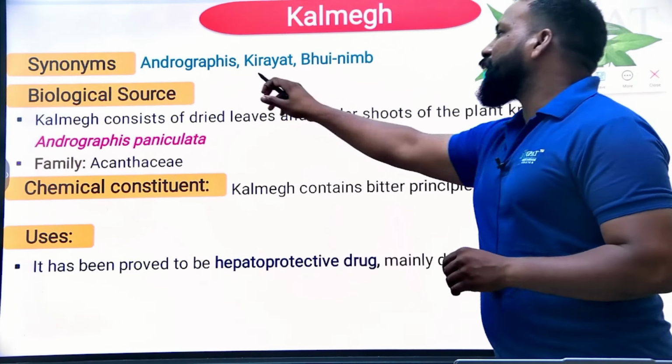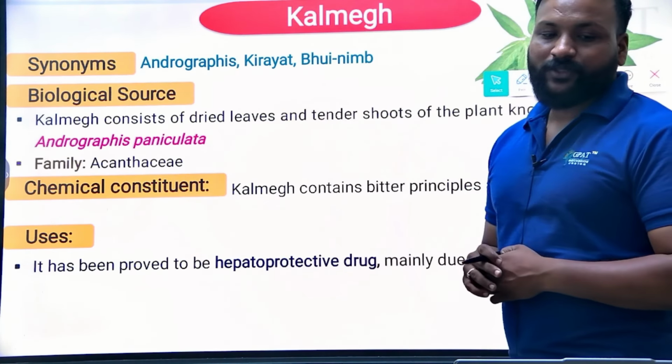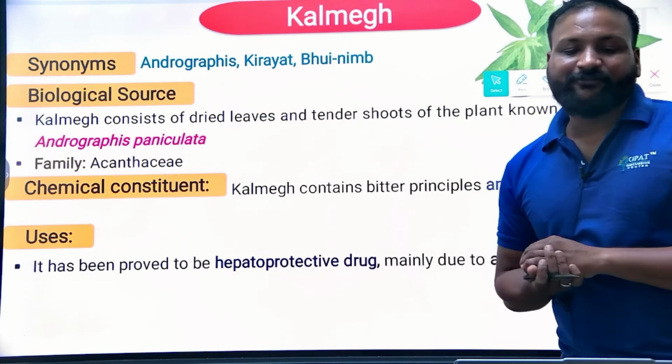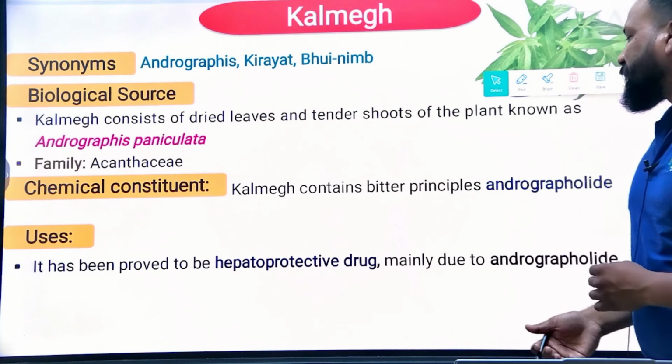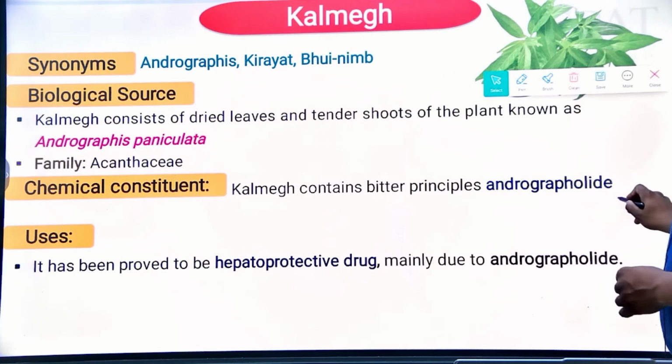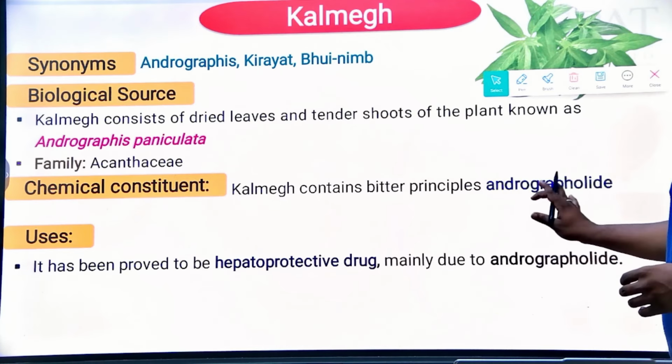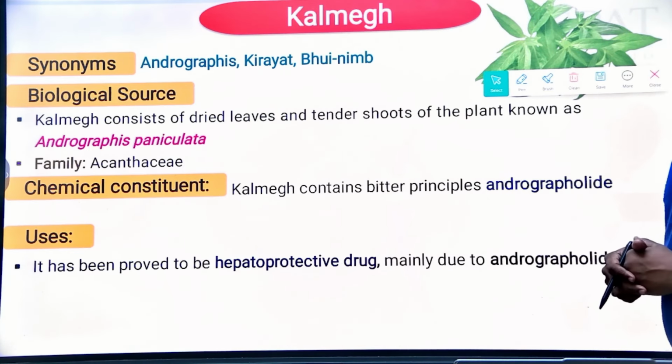Andrographis, kirayat or bhuineem, is obtained from the leaves and tender shoots of the plant Andrographis paniculata, family Acanthaceae. The bitter principle is andrographolide, and it is a hepatoprotective drug due to its property. So this bitter principle is important for the hepatoprotective property.